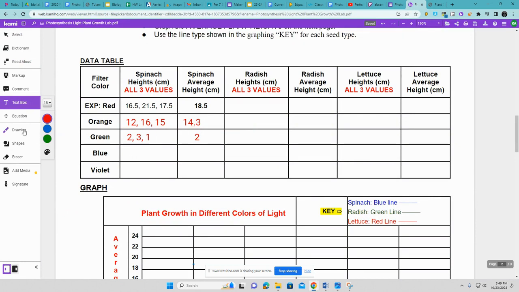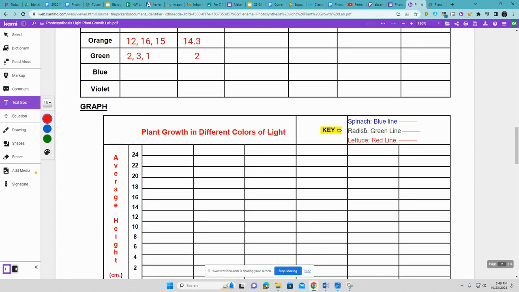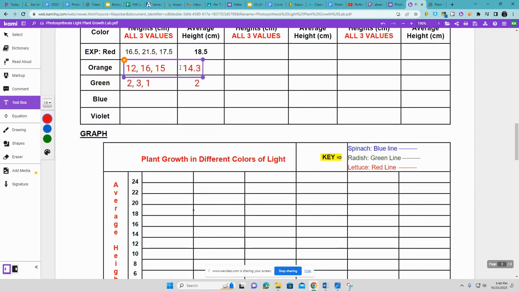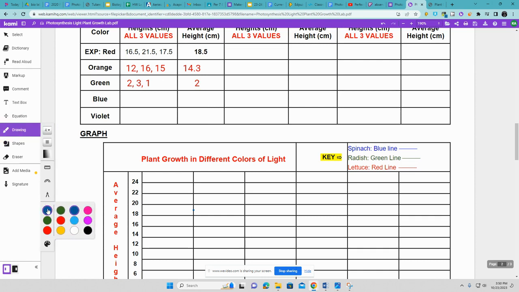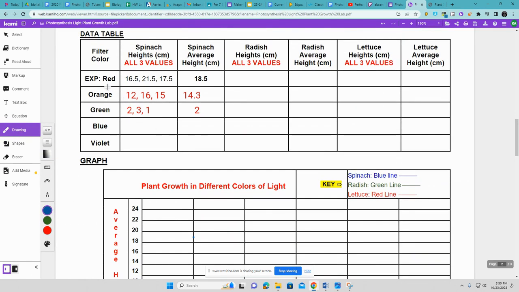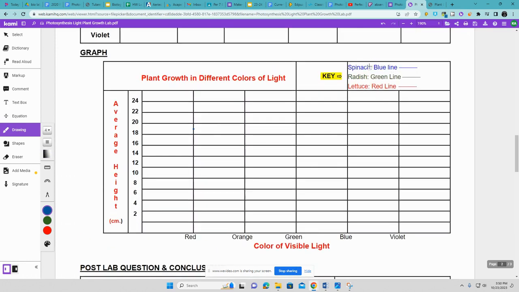But to graph it, so this spinach, you can see right here, you're going to graph it in blue. We already got 3 of them: red light, orange light, green light. So I grab my drawing tool. I get my blue. All right. So in red, it grew an average of 18.5. So you go down here. Remember, spinach is in blue, so I'm making blue dots.